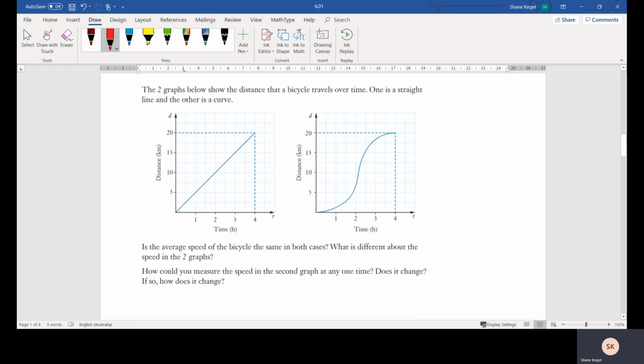Cool. So, I mean, finding gradient in straight line graphs is all well and true. But when we're looking at functions, our gradient is not always the same. And you can see that comparing the graph on the left here to the graph on the right. One is a straight line, other is a curve. So is the average speed of the bicycle the same in both cases? Well, yes, it would be the same, because we would still have to find our difference in y divided by our difference in x. So in both cases, it's 20 on 4 or 5.